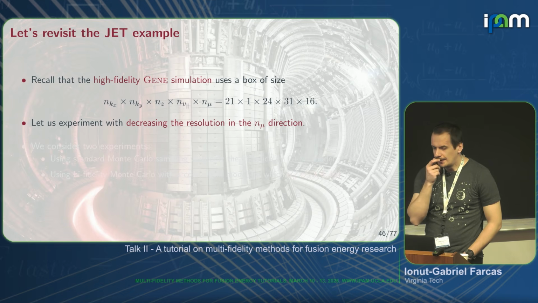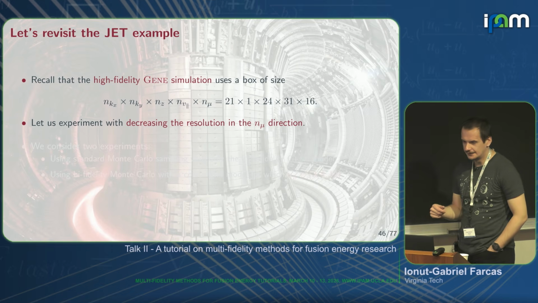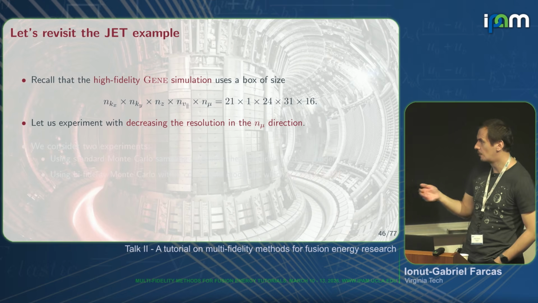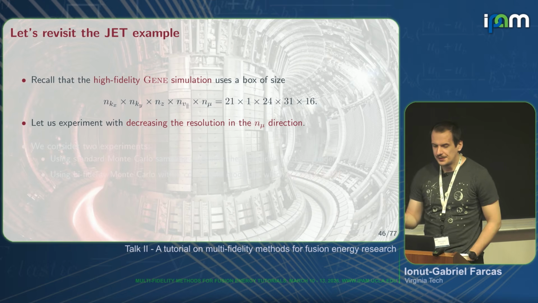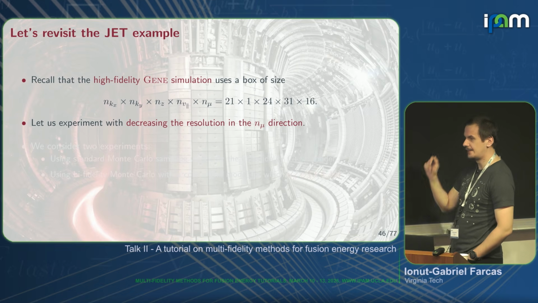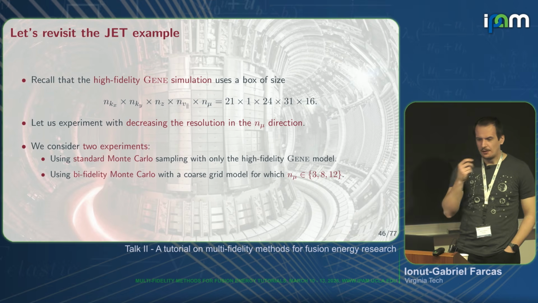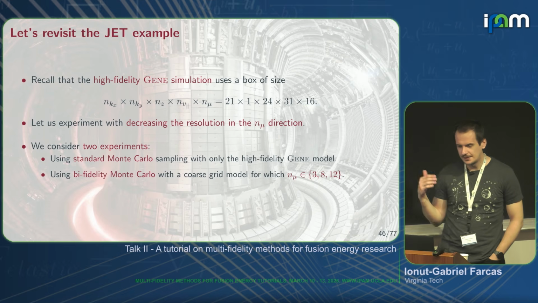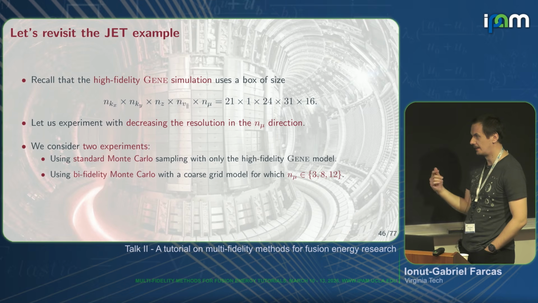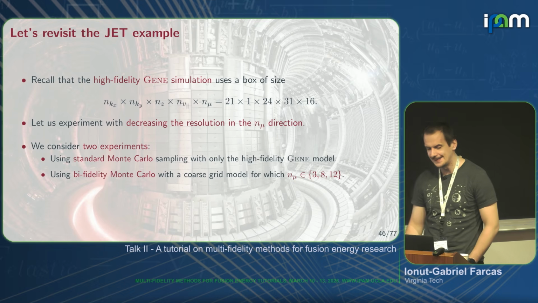So I did this experiment a while ago where I revisited this case, the jet case that I showed you before. This is a linear flux tube simulation with a relatively low resolution. And let's say that we want to decrease the resolution in the mu direction, so the last number, the 16. Let's consider the following two experiments. Assume we are using standard Monte Carlo estimation, as we showed on the previous set of results.